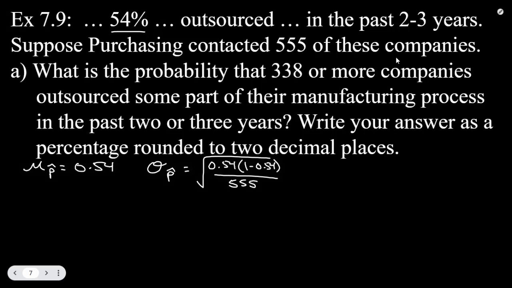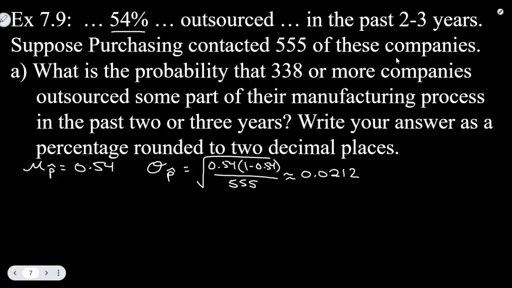So just typing that into our calculator, we're going to have the square root of 0.54 times, parentheses, 1 minus 0.54, divided by 555. Close our parentheses there. And we get approximately 0.0212 if we round that off to 4 decimal places.